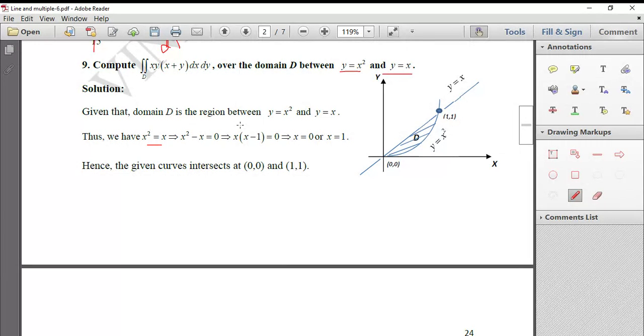Now let us draw the graph. Y is equal to x square. When x is 0, y is also 0. When x is 1, y is also 1. When x is 2, y is 4.